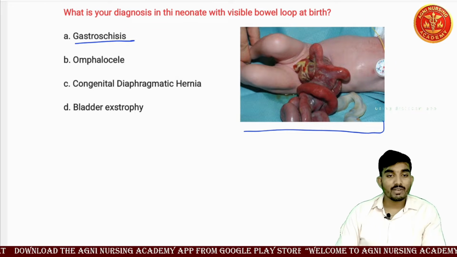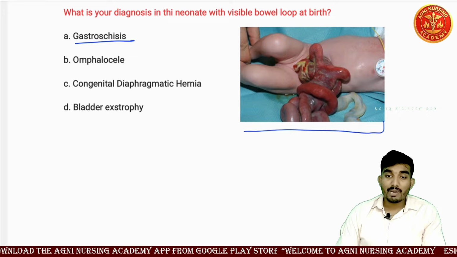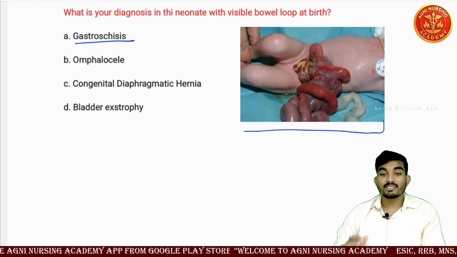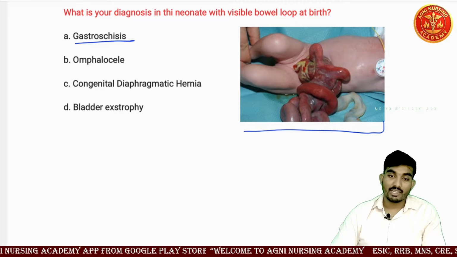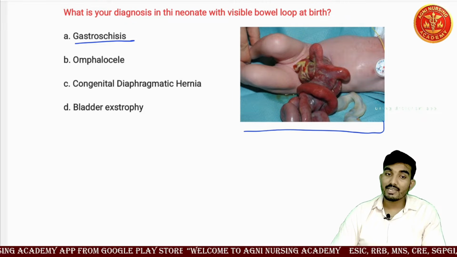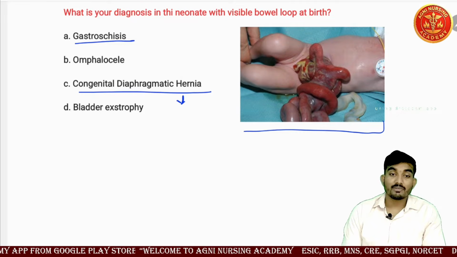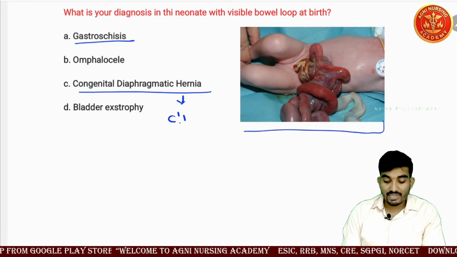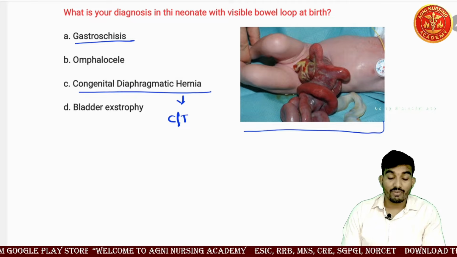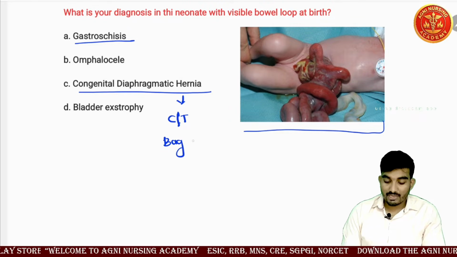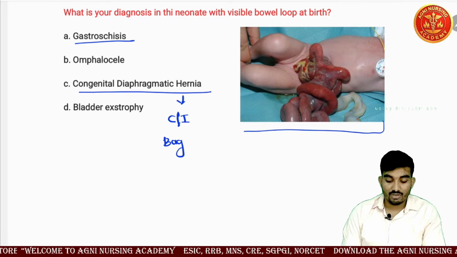In this case, the abdominal content crosses the diaphragm and enters into the thoracic cavity. That is called a congenital diaphragmatic hernia. In congenital diaphragmatic hernia, bag and mask ventilation is contraindicated. We have to remember, keep in mind, that bag and mask ventilation is contraindicated.